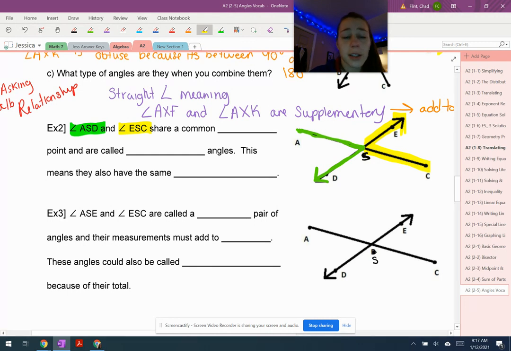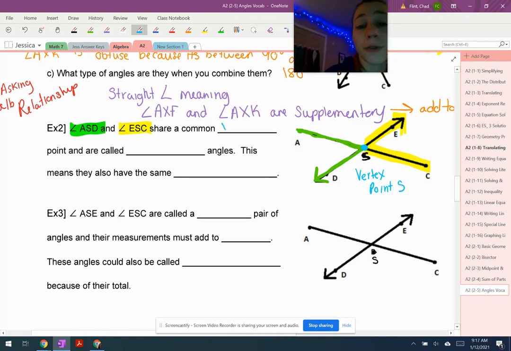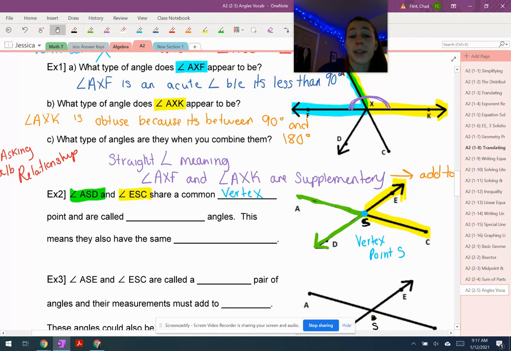So angle ASD and ESC share a common blank point. Well, what point do those things have in common? Well, if I look at that diagram, they have this point S in common, which, remember, that middle point where those angles kind of meet, that is your vertex point. So they share a common vertex point and are called what kind of angles?